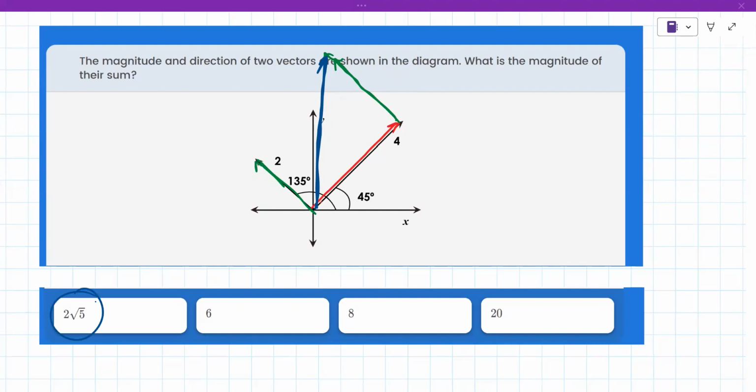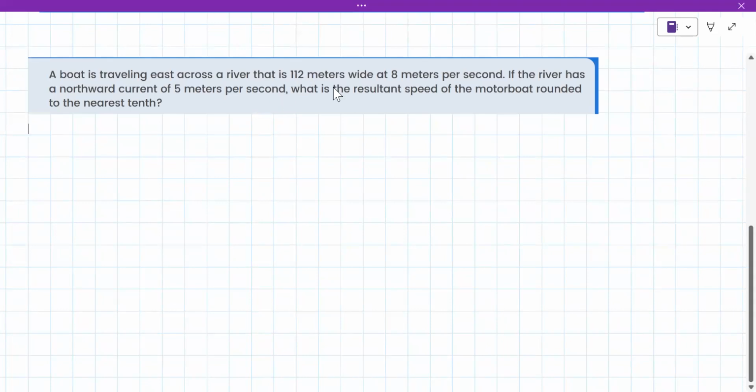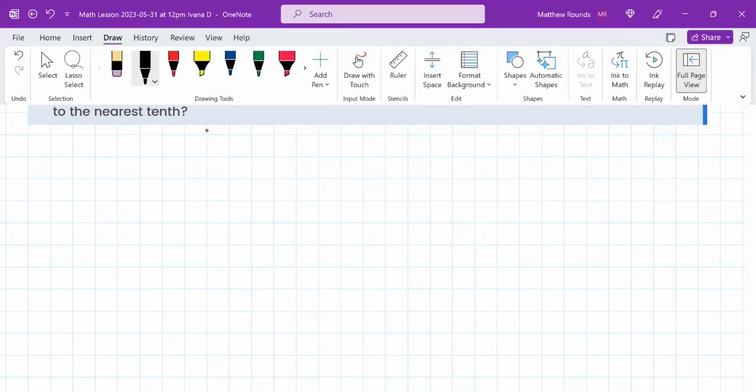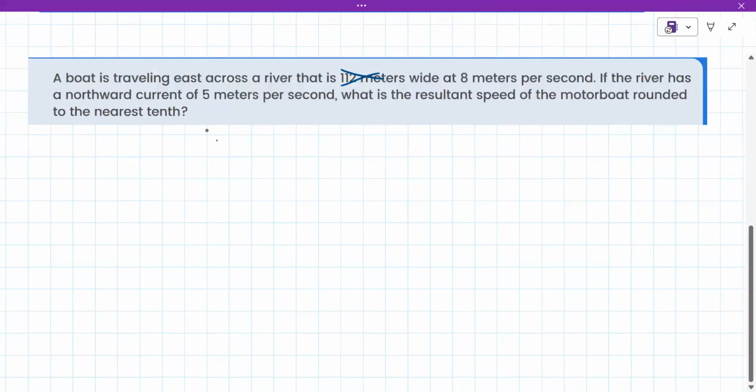Okay, so we'll look at the next one here. It's kind of like the last one. It says a boat is traveling east across a river that is 112 meters wide. That width of the river is not actually important, but it's traveling at a speed of 8 meters per second. So it's going east 8 meters per second. And there's a current, and the current is going 5 meters per second.